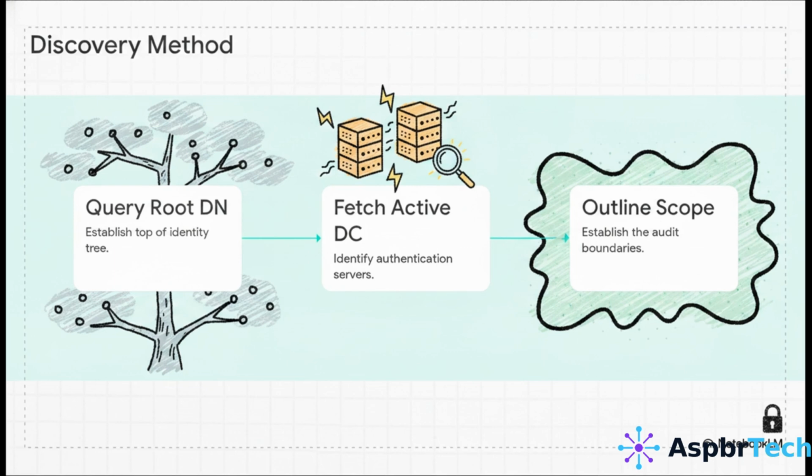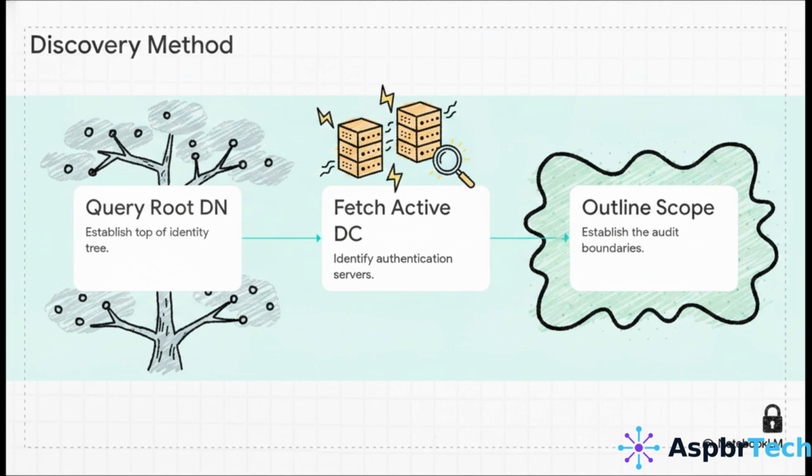Step 1. Query that root DN using Get-ADDomain. Boom, you've established the very top of your identity tree. Step 2. Fetch active domain controllers with Get-ADDomainController. This shows you exactly which servers are actively processing authentication requests and exactly where they live on your network.